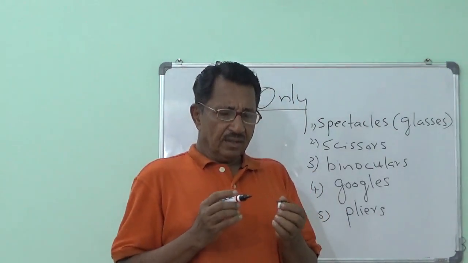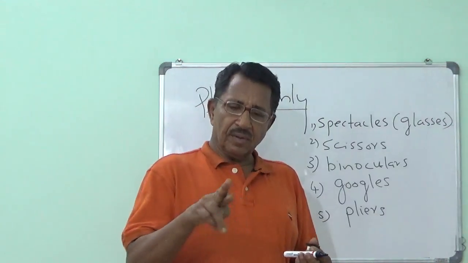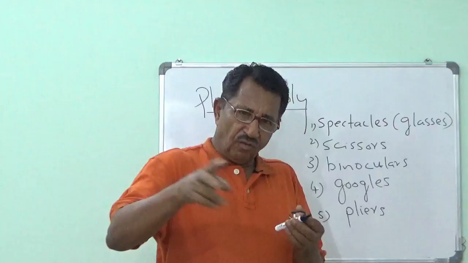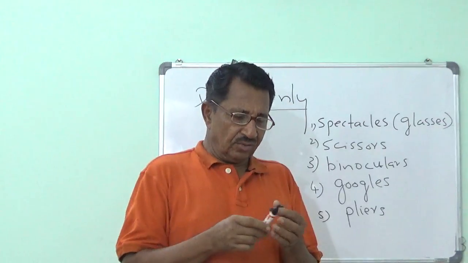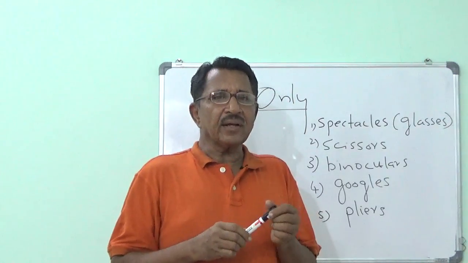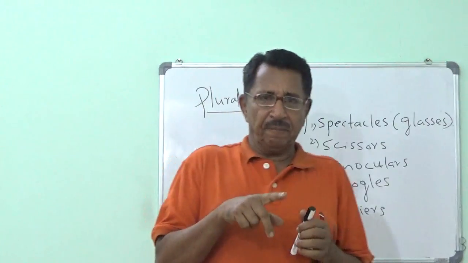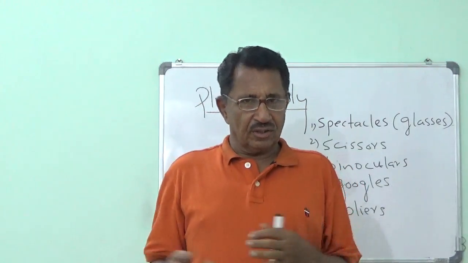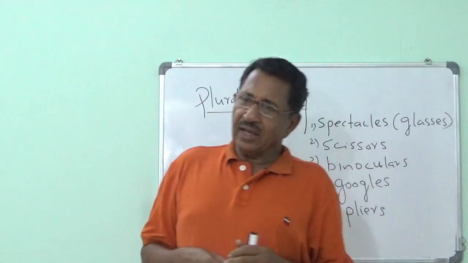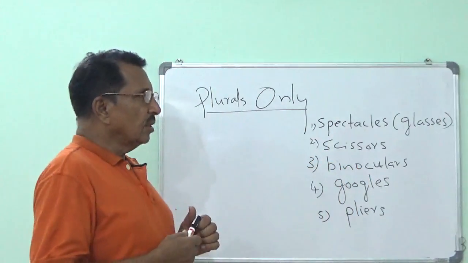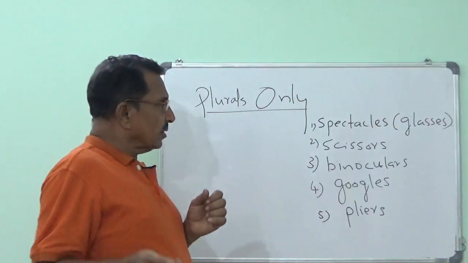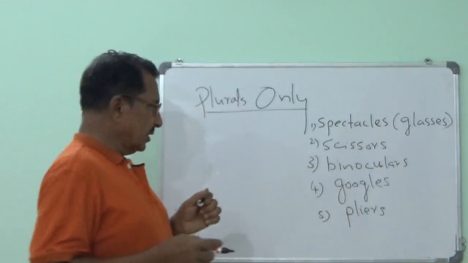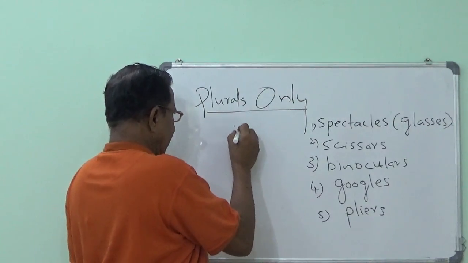Pliers. There is something like this. Then they take some clearing wire and cleaning things and so on, they use it. So that's called pliers. That also has got two parts. If one part is taken, then the other part becomes useless. Understand? Other things you use in plural, always in plural, they have something to do with your dress. Say jeans. See, jeans, you know.